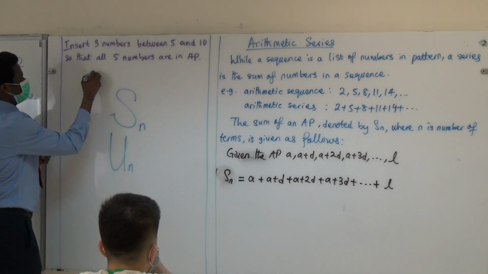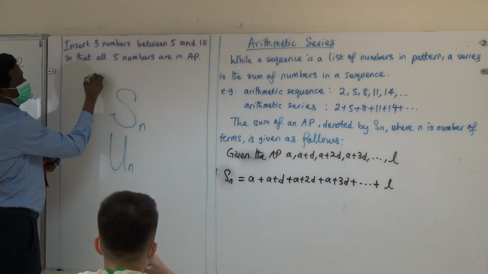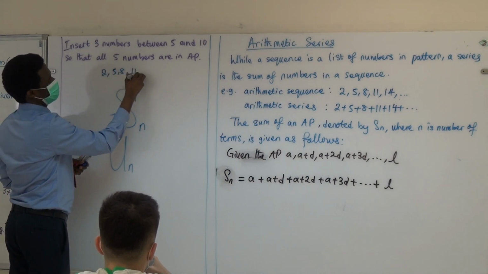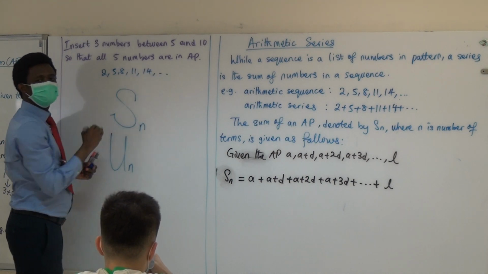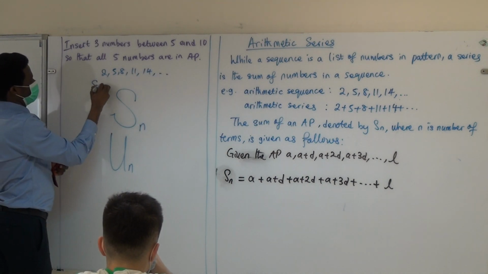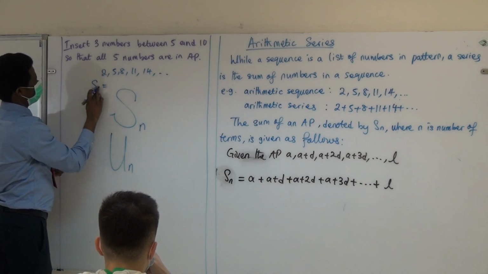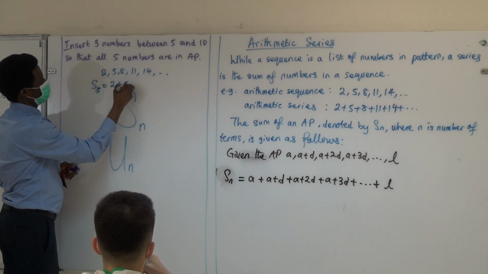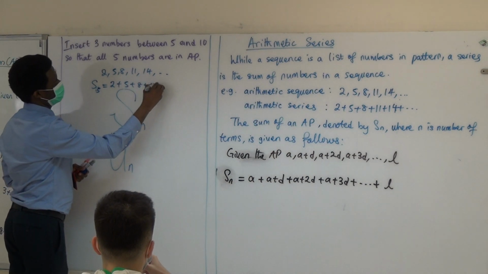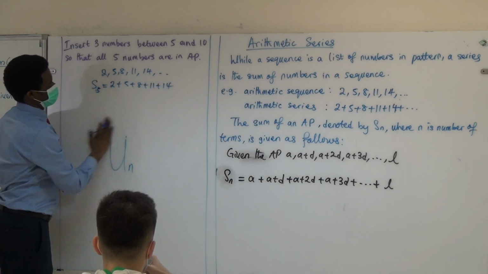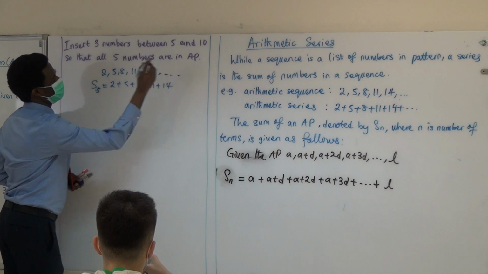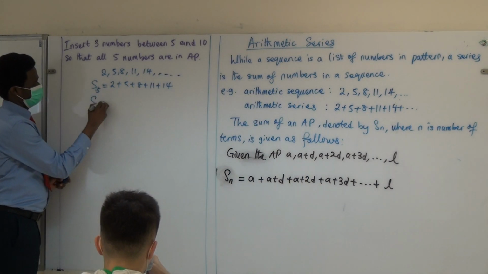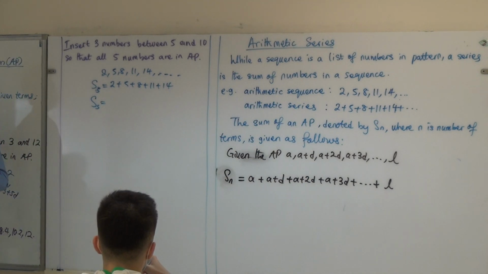Now, if this is the AP, like 2, 5, 8, 11, 14, my sum, because there are 5 of them, will be S5: 2 plus 5 plus 8 plus 11 plus 14. Sum of the first 5. So I don't need the rest. Is there a way I can write this sum again?